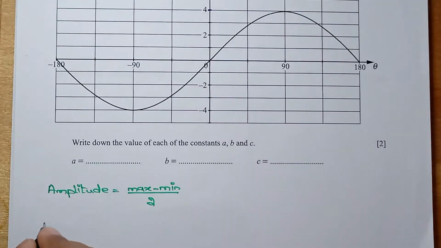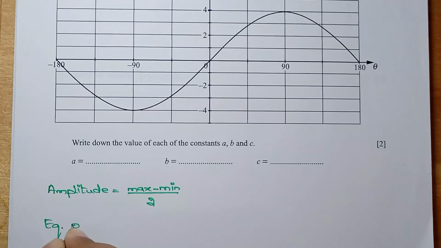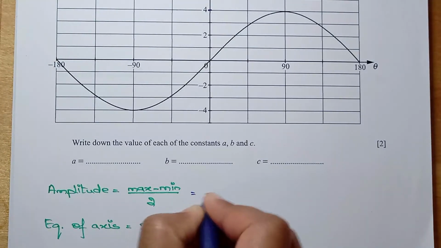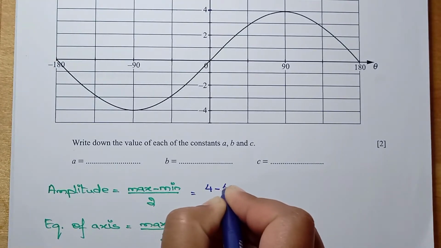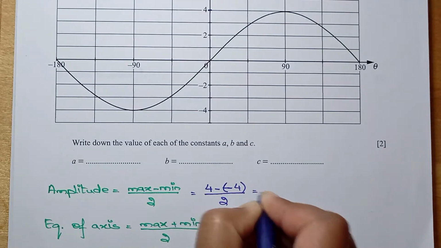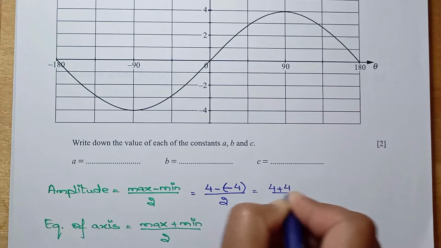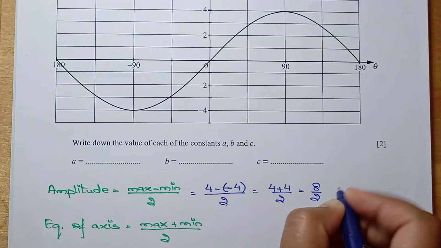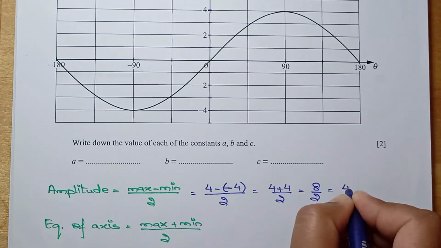And for equation of axis, it is max plus min divided by 2, right? So we know maximum is +4, minimum is -4. So we have 4 minus -4 and then dividing by 2. So this is equal to 4 plus 4 divided by 2. This is equal to 8 divided by 2. And this would be equal to 4, right?